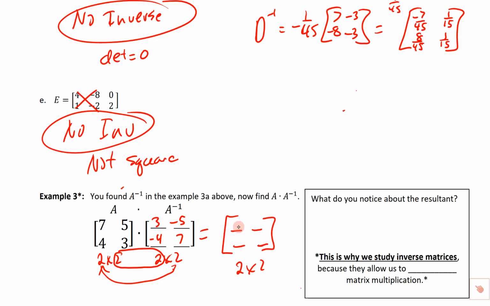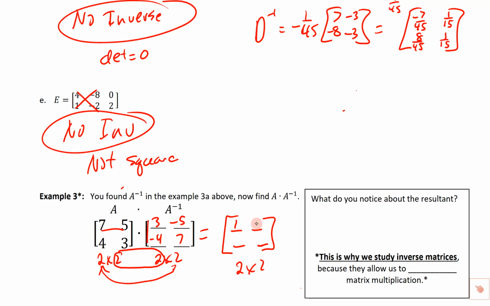So this is first row, first column. So we're going to multiply the first row with the first column. So I'm going to multiply 7 times 3, that's 21. And then we're going to add 5 times -4, that's a -20. So 21 minus 20, this would be a 1 right here.